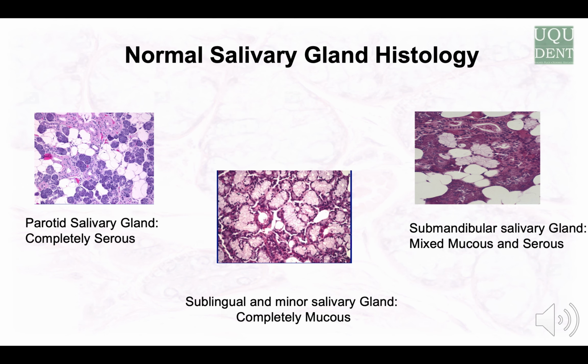Here you can see the normal histological structures of the different type of the gland. As we said before, the parotid salivary gland is completely serous. The submandibular salivary gland is a mixed mucus and serous. The sublingual and the minor salivary glands are completely mucus.